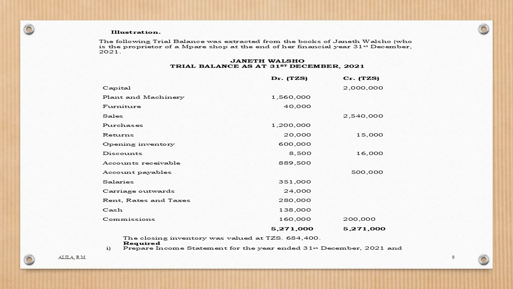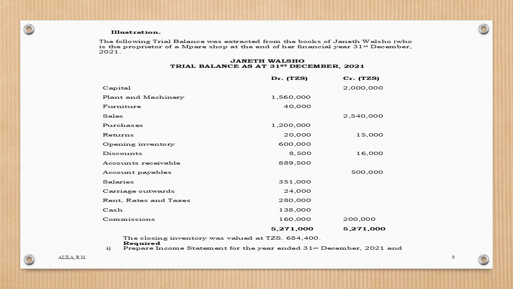is to identify which account is a nominal account, so that it can be presented in the income statement, and those items to be presented in the statement of financial position. So capital is a personal account. This is an item for the statement of financial position. Plant and machinery, these are real accounts, statement of financial position together with furniture.